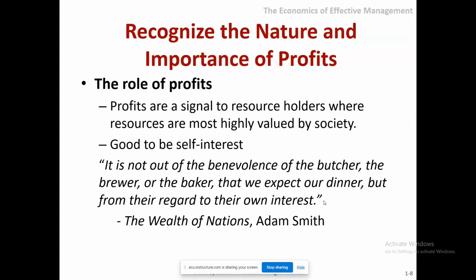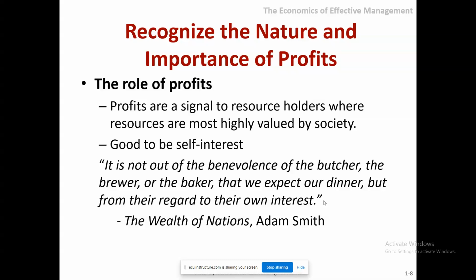Although asymmetric information and uncertainty in the future prevent it from happening from time to time, profits will drive the resource holders to devote the resources to the production that is the most highly valued by the society. It means that businesses care about self-interest. They're rational and purposeful, which is great.